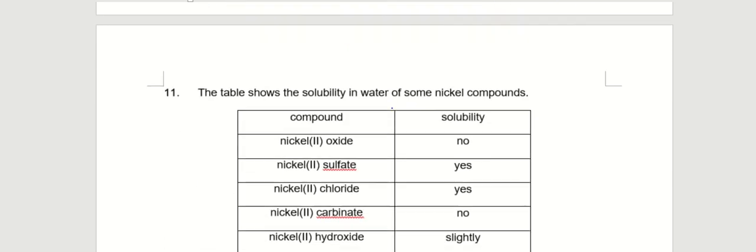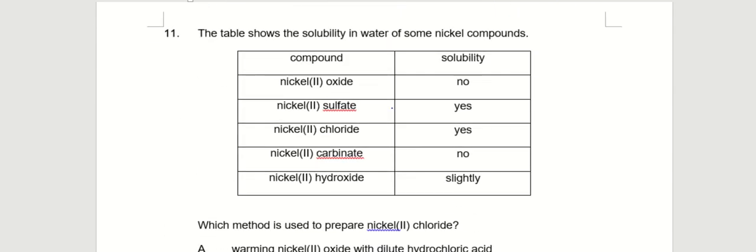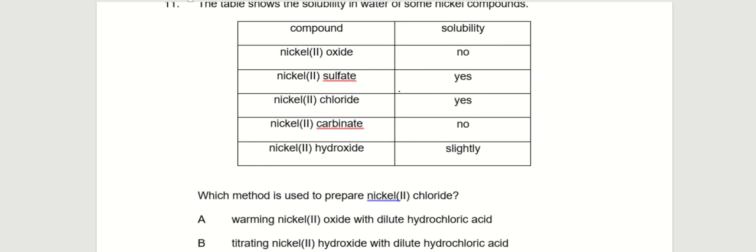Okay, let's go to the next question. The table below shows the solubility in water of some nickel compounds. Which method is used to prepare nickel 2 chloride? So we are given a table of different nickel compounds and we want to prepare nickel 2 chloride, and we realize that it is a soluble salt.